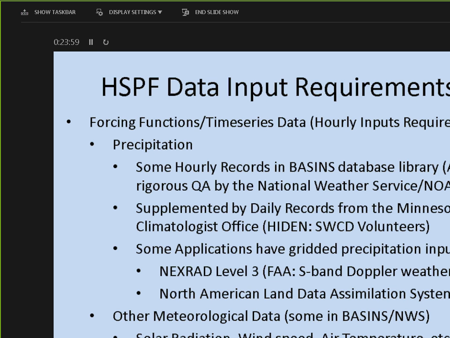We need other meteorological data like solar radiation, wind speed, things that we need for the energy balance, which again Dr. Wilson alluded to this morning, things like evaporation and the creation and melting of snowpack and ice pack.